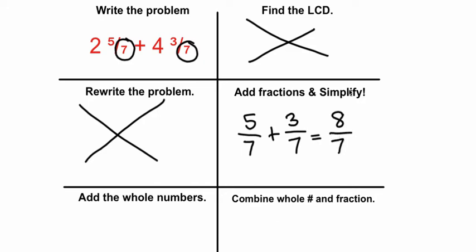So we added our fraction. Now we're going to simplify. 8/7 is an improper fraction, so we need to change that to a mixed number. So 8 divided by 7 is going to be 1 and 1/7.